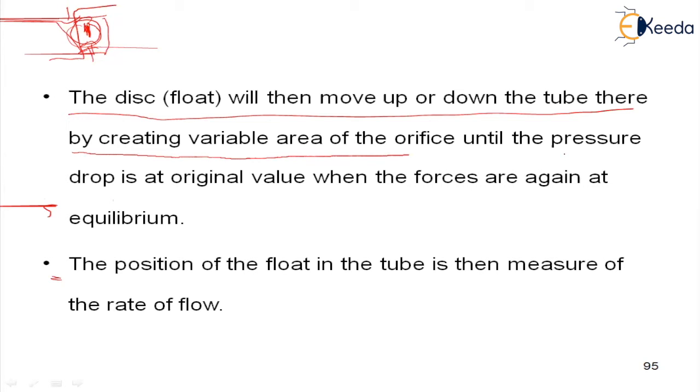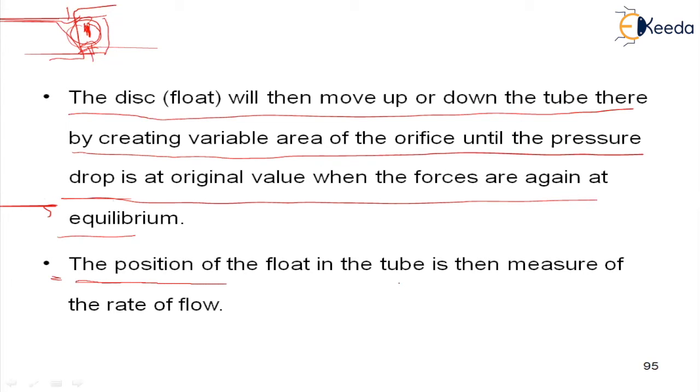orifice until the pressure drop is at its original value, when the forces are again at equilibrium. Then the position of the float in the tube is the measure of the rate of flow. That is how we are measuring the rate of flow, which depends upon the position of the float.